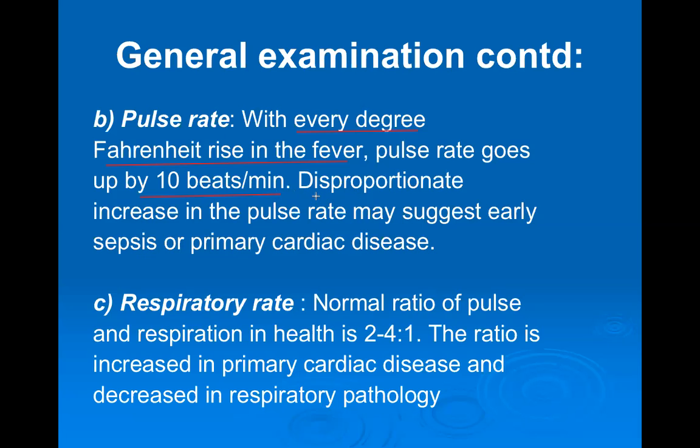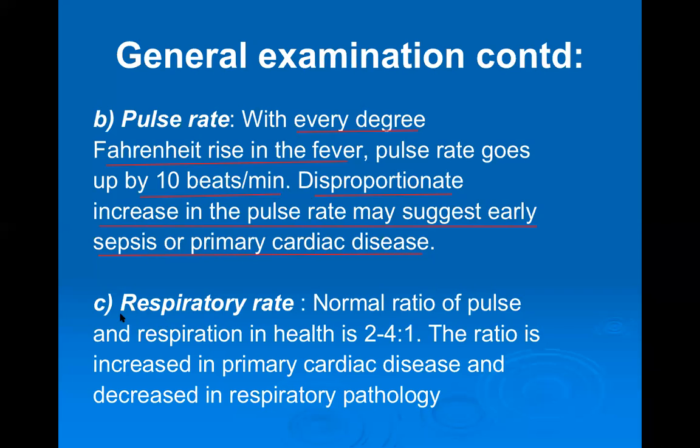So here, a disproportionate increase in the pulse rate may suggest early sepsis or primary cardiac disease. Means it's not matching. The temperature is just rising and the pulse rate is already very high. It's not matching with each other. That is called a disproportionate increase in the pulse rate. It may suggest something else.